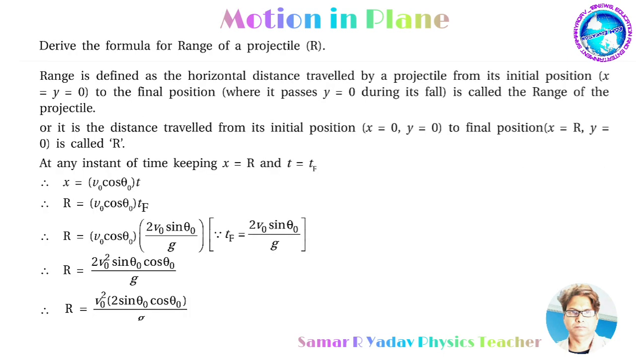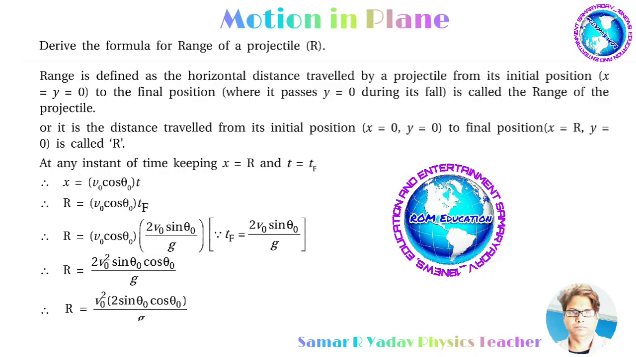Derive the formula for range of projectile R. Range is defined as the horizontal distance travelled by the projectile from its initial position x = 0, y = 0 to the final position where it passes y = 0 during its fall. It is the distance travelled from its initial position x = 0, y = 0 to final position x = R and y = 0, called R.